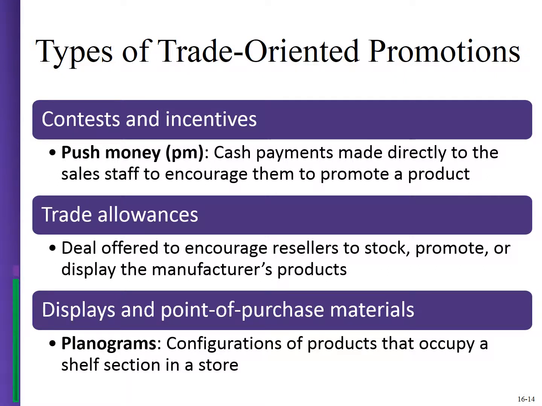So like with consumers, there are also contest incentives for the trade. So these might be cash payments made directly to the sales staff to encourage them to promote a product. And this is intended, what they say, to push the product out into the system. So when I was at Lincoln Mercury, we might give a $50 bonus or $100 bonus for each, let's say, Lincoln Navigator that a salesperson would sell. Okay, so again, that is an incentive for them to go out there, bone up on their information about the Lincoln Navigator, and then really try to find a way of pushing that product out to the consumer.